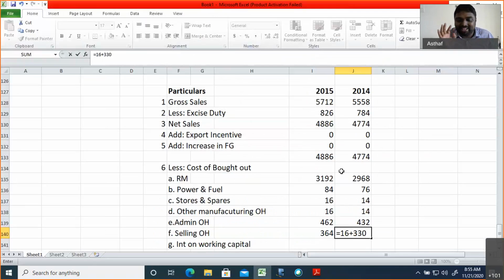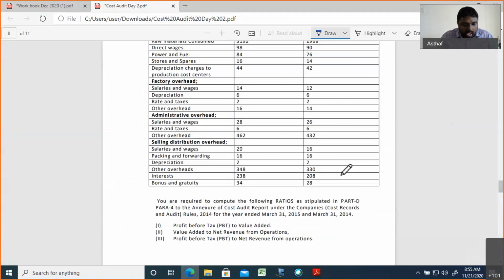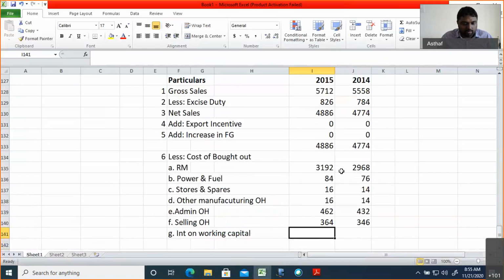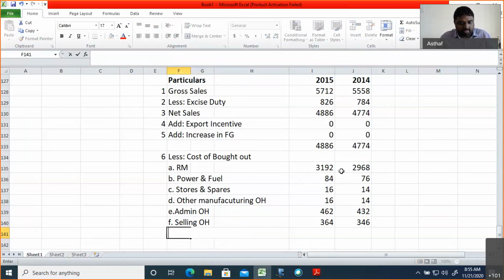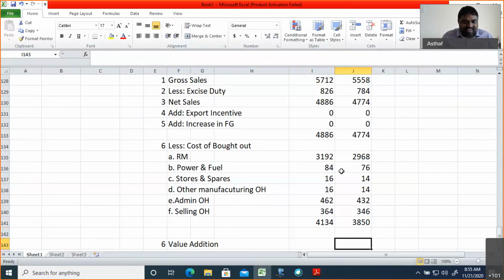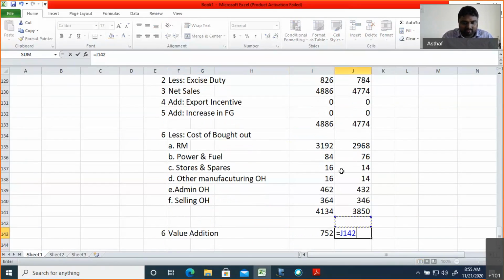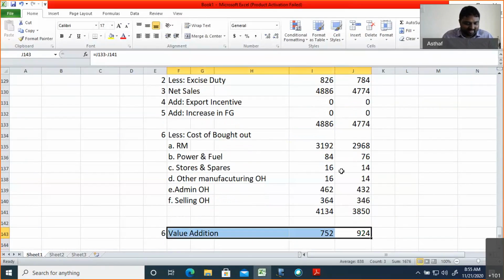I will share the Excel sheet with you also, don't worry. Other overhead 330 also will come. Interest will not come. Bonus will not come. This interest is not in this case. So what is the value addition? Some of the friends already got the answer. Yes, my dears, your answer is correct.